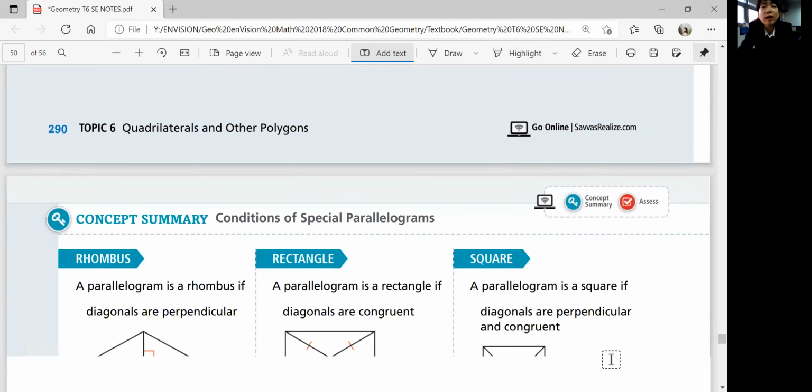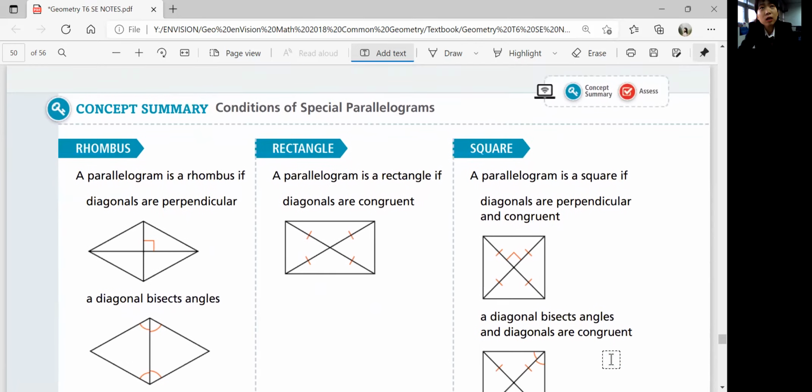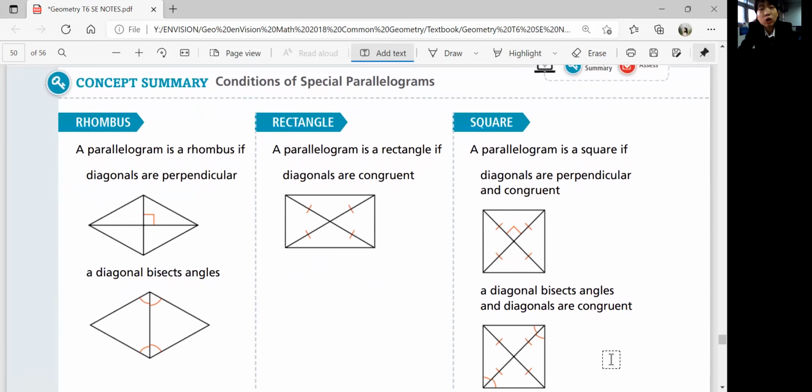Okay, so let's summarize our lesson. That was basically it. So in order to be a rhombus, you need to have diagonals that are perpendicular or a diagonal that bisects the opposite angles. Okay. If a parallelogram is a rectangle, then the diagonals are congruent. So just looking at the diagonals, right? Diagonals are perpendicular, or a diagonal bisects angles, for a rhombus. If diagonals are congruent, then it's a rectangle.